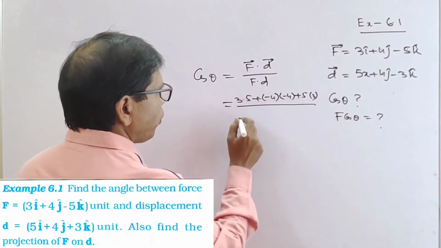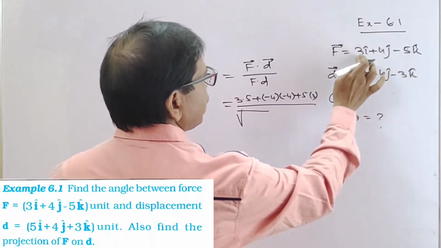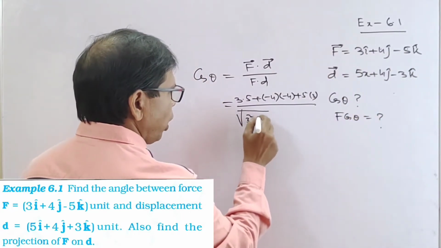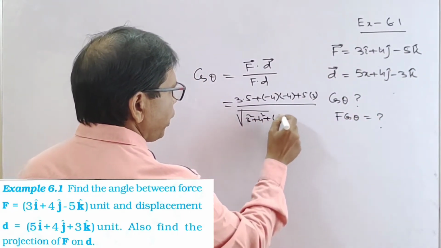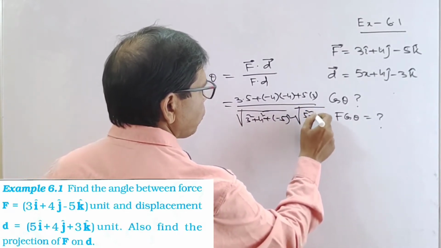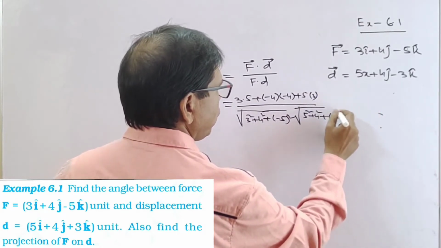Now divide by the magnitude of this. Look at this: it is 3 square plus 4 square plus (minus 5) whole square. And again, this is 5 square plus 4 square plus (minus 3) whole square.